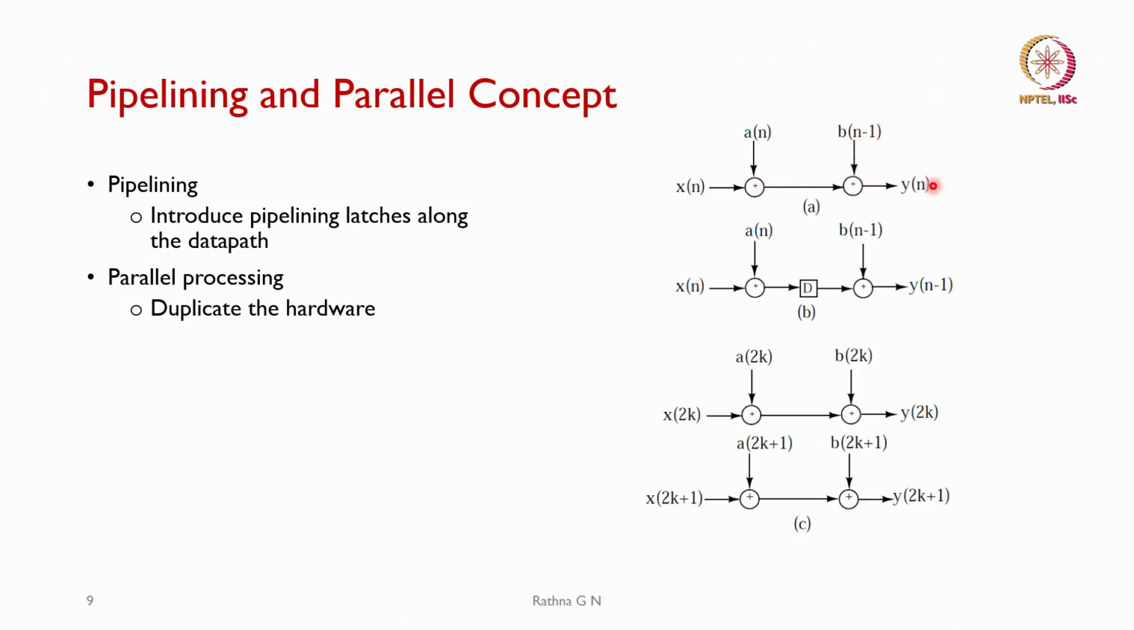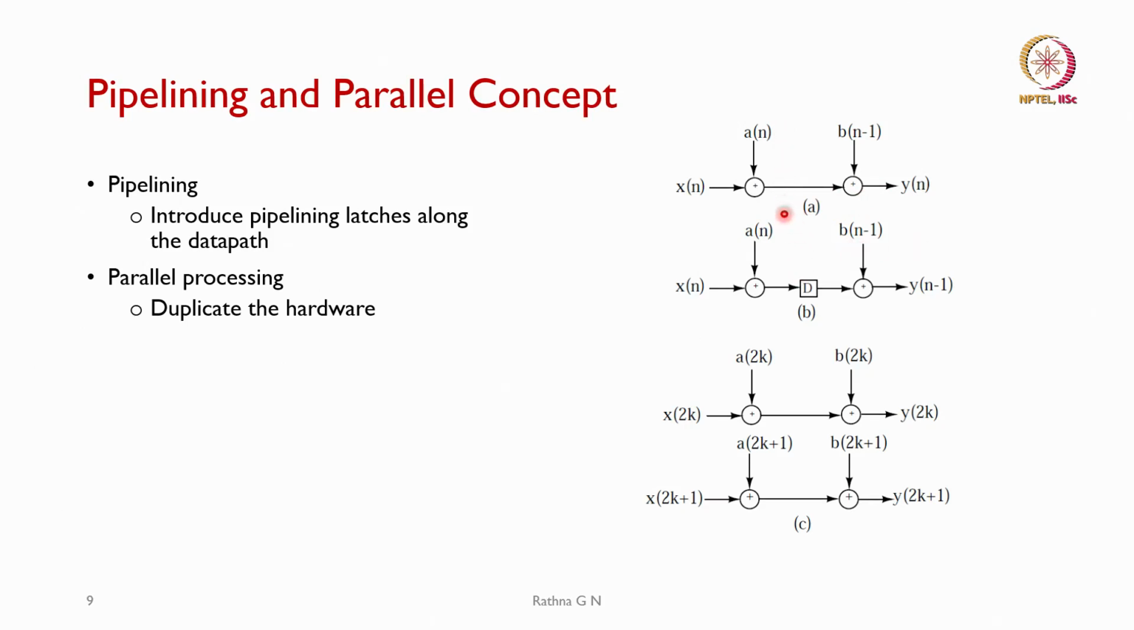So, y of n is going to be a of n into x of n plus b of n minus 1 into x of n basically. So, this is my y of n. When I say the critical path in this case is 2 adders, it has to pass through them to get my y of n. I want my y of n to come out in a single clock cycle.